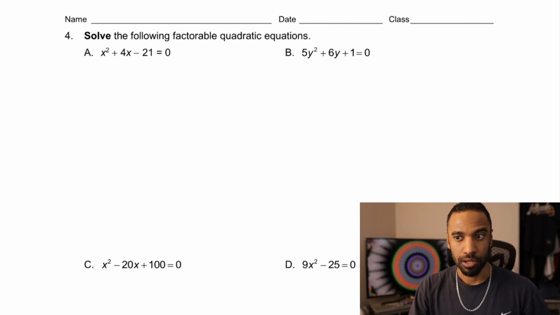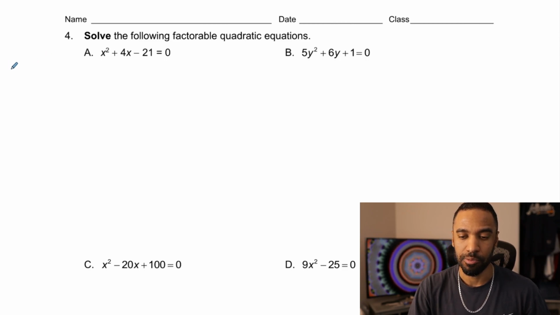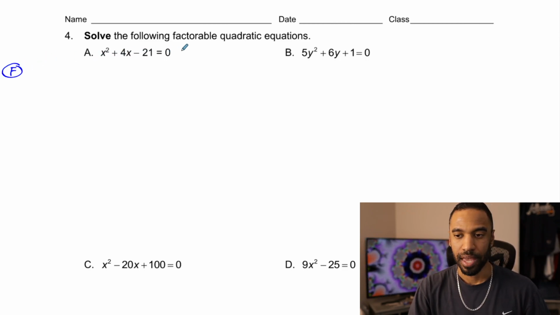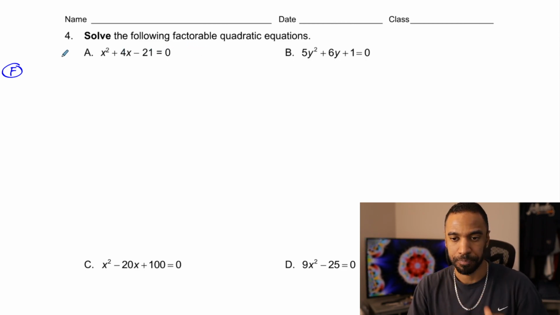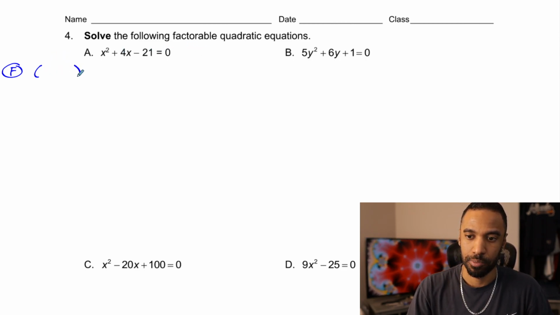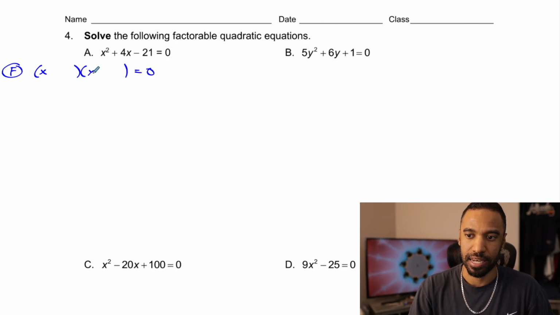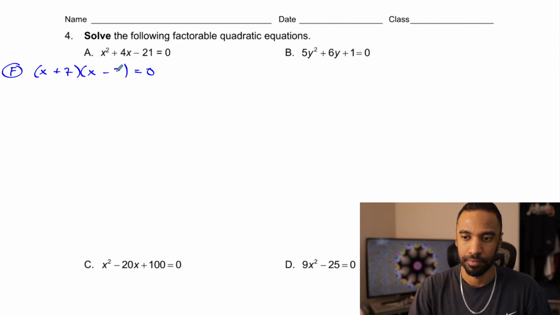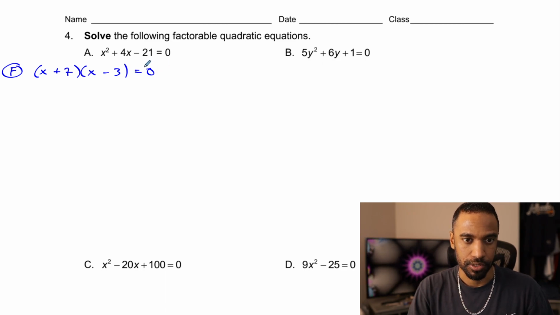So I'll attempt by factoring for all of them to begin with. So let's start by factoring on part A. X squared plus 4x minus 21 equals 0. If it's factorable, I should be able to get some x and x right here. What two numbers multiply to make negative 21 and add to make 4? That is a positive 7 and a negative 3. So that's what it factors down to.